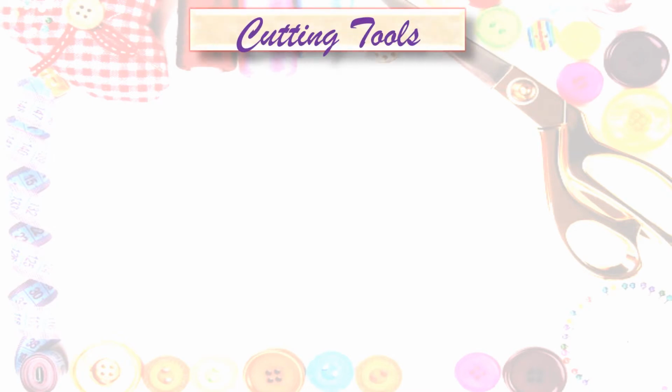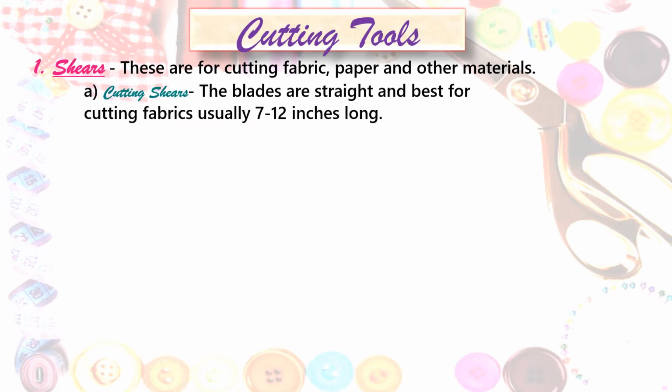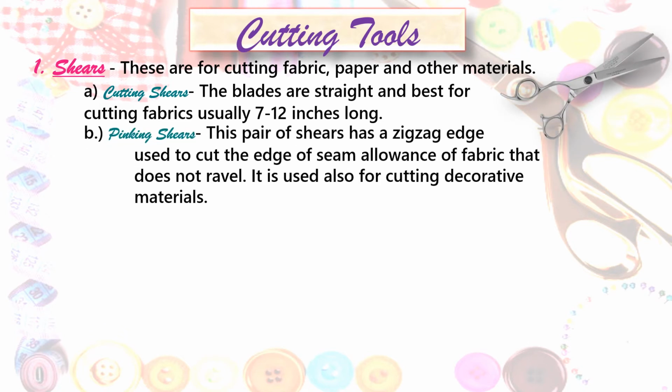Okay, the next is the cutting tools. Under the cutting tools we have the shears. These are for cutting fabric, paper, and other materials. We have the cutting shears. The blades are straight and best for cutting fabrics, usually 7 to 12 inches long. The second shears that we have is the pinking shears. This pair of shears has a zigzag edge used to cut the edge of a seam allowance of fabric that does not reveal. It is used also for cutting decorative materials.